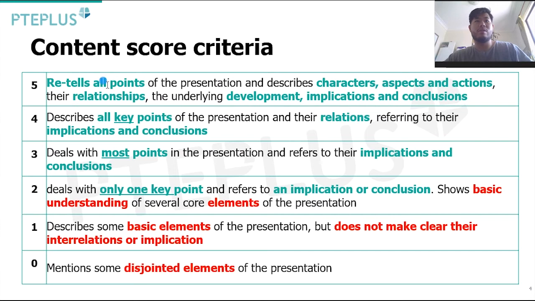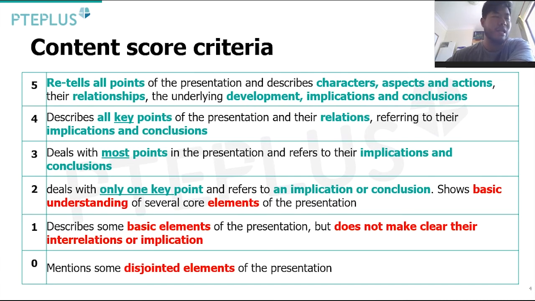In terms of content scores, to get a better score, we need to retell all points. We need to talk about characters, aspects, actions, relationships, development, implication, conclusion. Now this is too much usually, and it's pretty hard to get 5 marks for content, so this is not our goal. We don't aim for 5 in content no matter what your goal is.